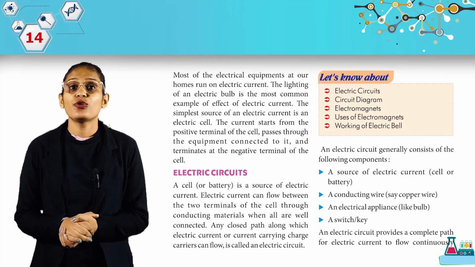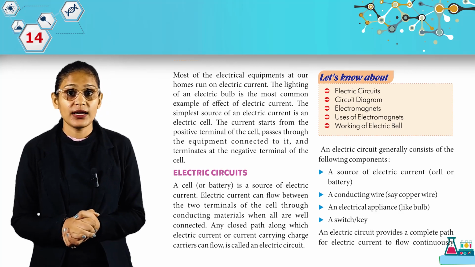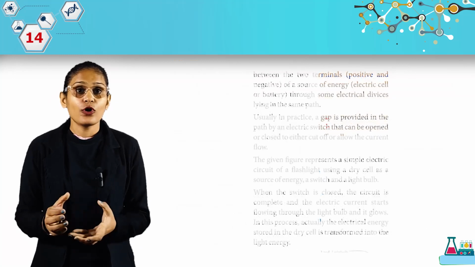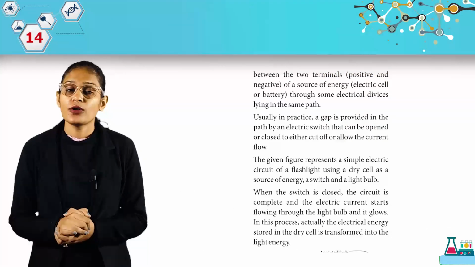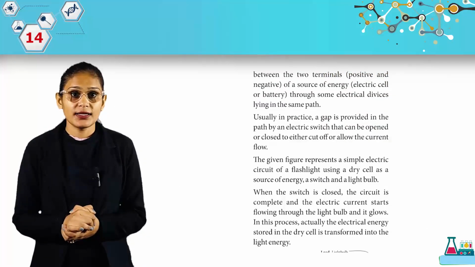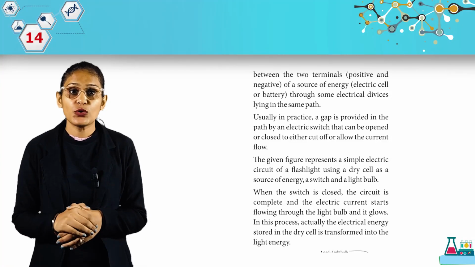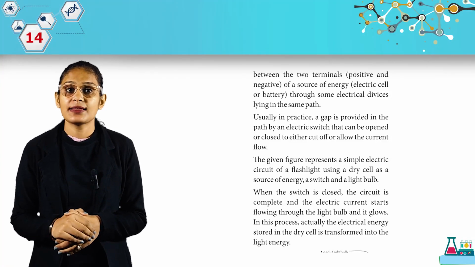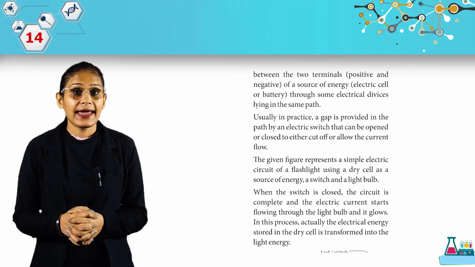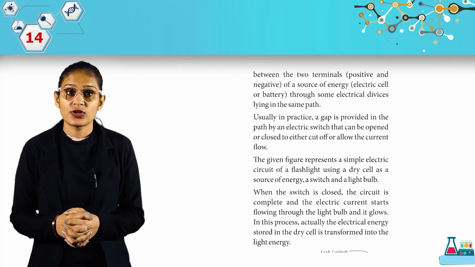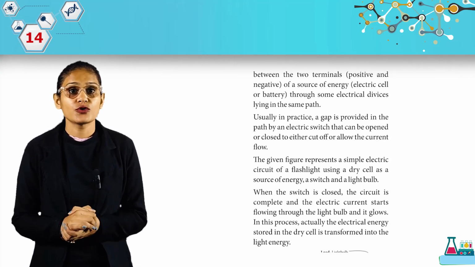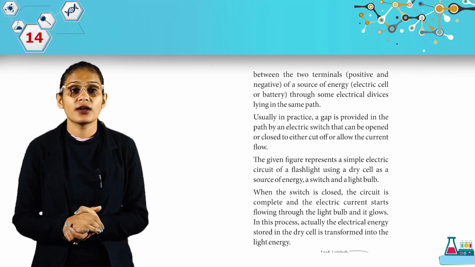An electric circuit provides a complete path for electric current to flow continuously between the positive and negative terminals of a source of energy, electric cell or battery, through some electrical devices lying in the same path. Usually, a gap is provided in the path by an electric switch that can be opened or closed to either cut off or allow the current flow.